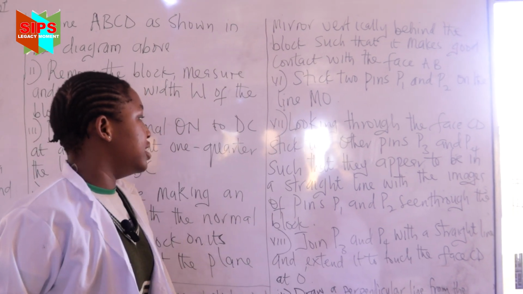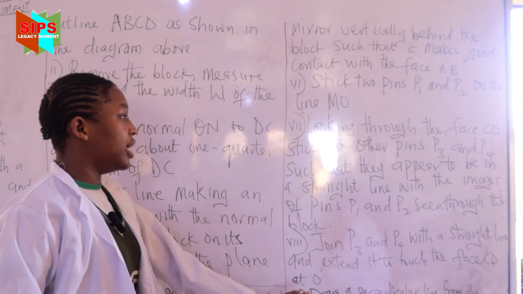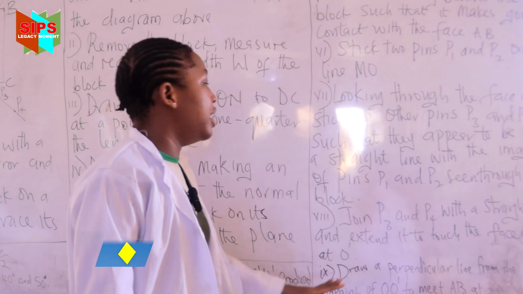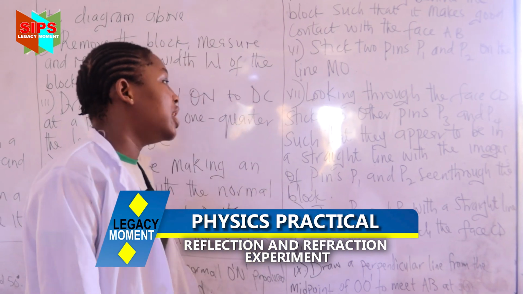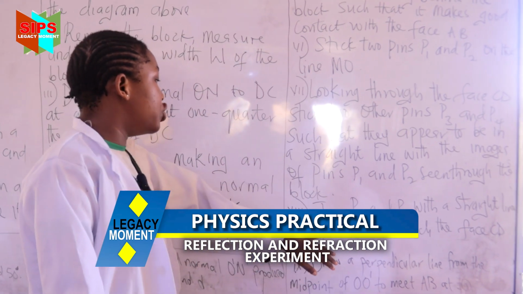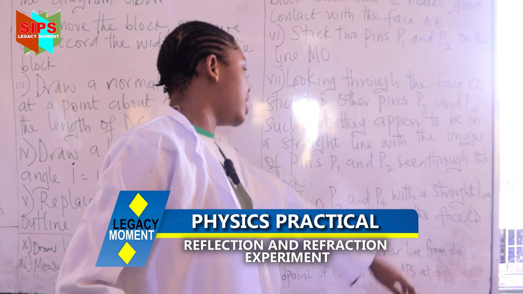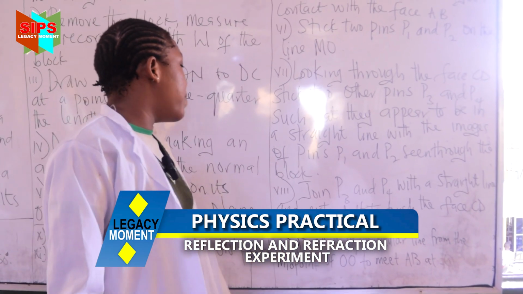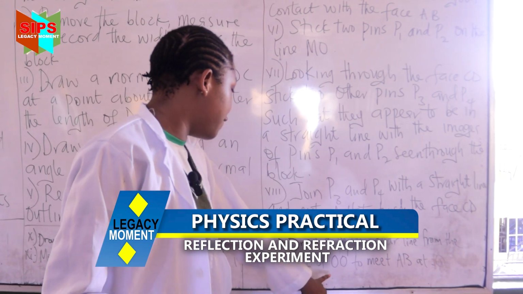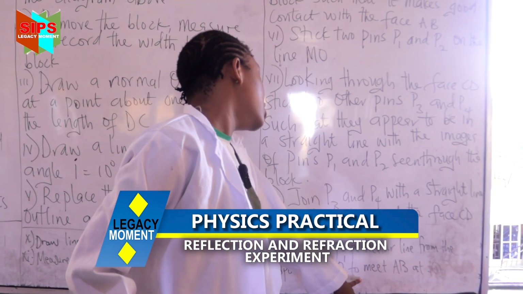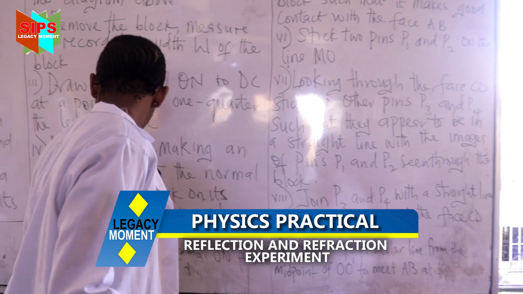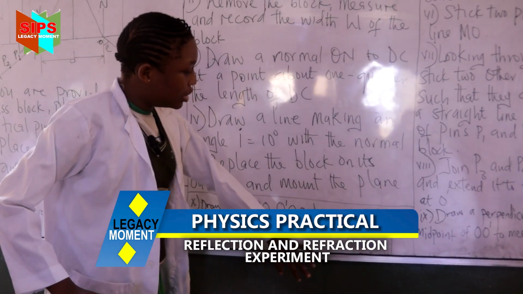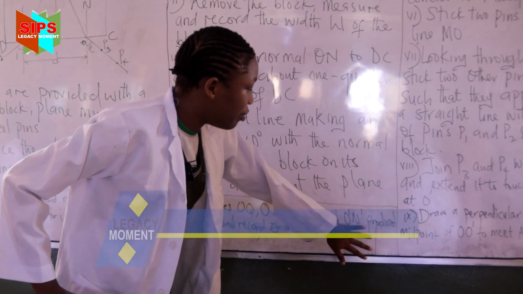Looking through the face CD, stick two other pins P3 and P4 such that they appear to be in straight line with the images of P1 and P2 seen through the block. Join P3 and P4 with a straight line and extend it to touch face CD at O prime. Draw a perpendicular line from the midpoint of O and O prime to meet AB at Q. Draw lines OQ and O prime Q and normal O prime and N prime.